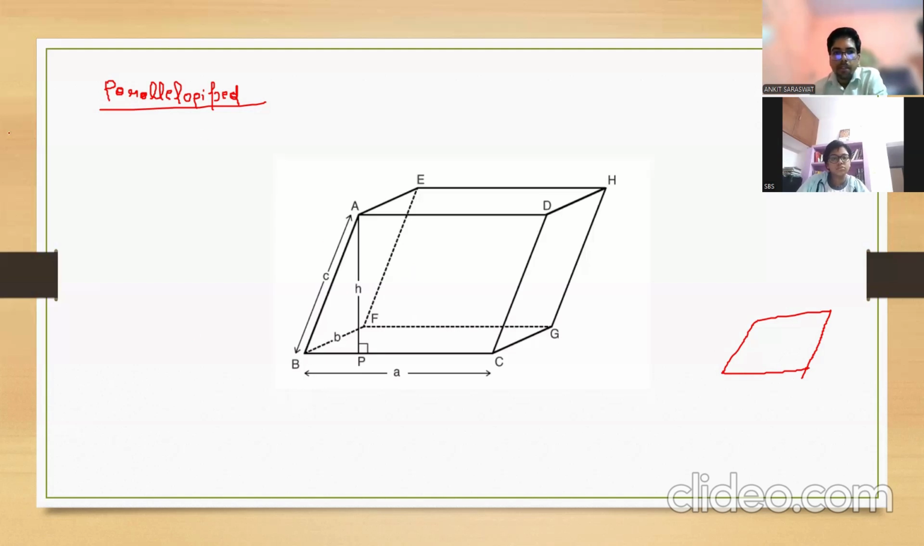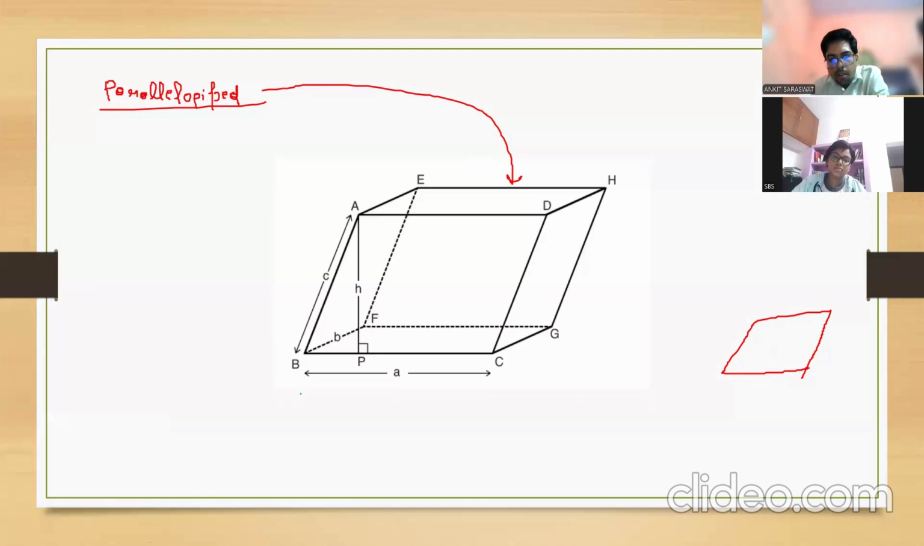This shape, which I have drawn here, is a parallelepiped. If you give a little bit of height to the parallelogram, the shape becomes 3D. The 3D shape of a parallelogram is known as a parallelepiped. Clear? We need to understand how to find the volume of this parallelepiped. Now let's see.